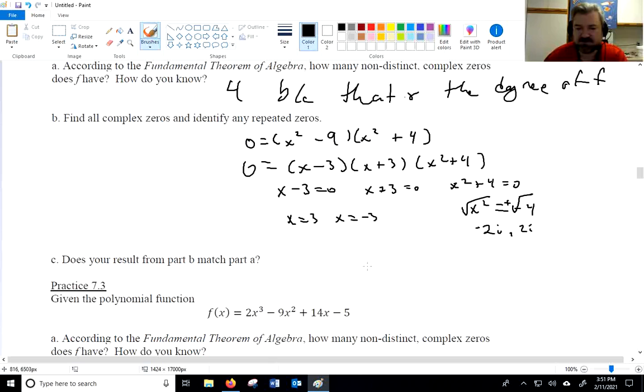So what all are our zeros? Our zeros are 3 and negative 3, negative 2i, and 2i. We're not going to spend a lot of time on complex zeros. I just bring it back up again to demonstrate the fundamental theorem of calculus. It said we'd have 4 zeros. We got 4 zeros. It's just that 2 of them are imaginary.